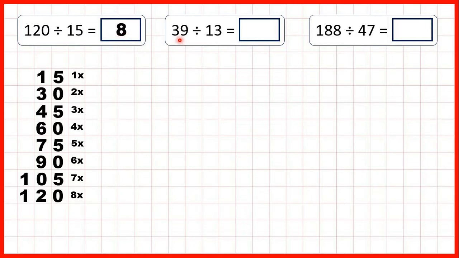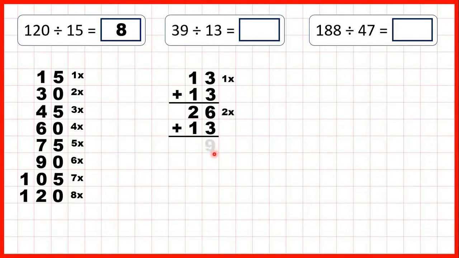Now we have 39 divided by 13, so we can count up in steps of 13 until we get to 39. 13 is 1 times. If we add another 13, we get 26 for 2 times, and adding another 13 gives us 39 for 3 times. So, because we know that 3 times 13 is 39, we know that 39 divided by 13 must be 3.